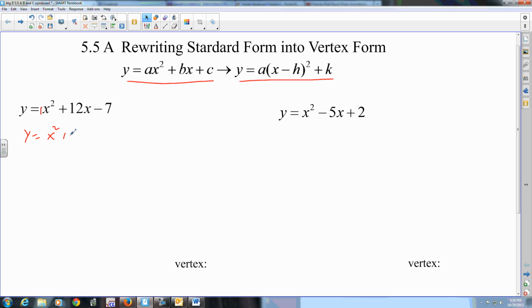X squared plus 12x. Half the middle term is 6, squared is 36, minus 36, minus 7. So the first three are a perfect square, so y is equal to, and you collapse this back by taking half the middle term, squared, and so what would they be, minus 43?